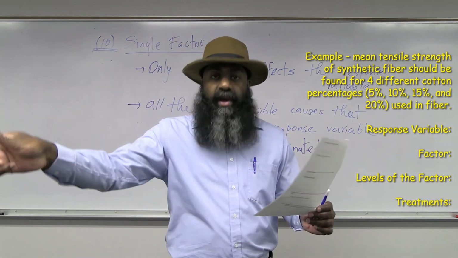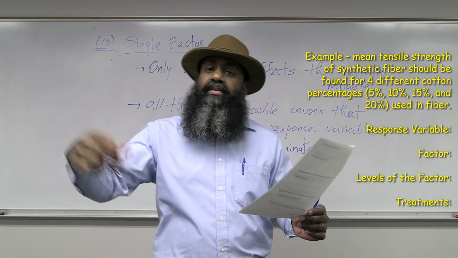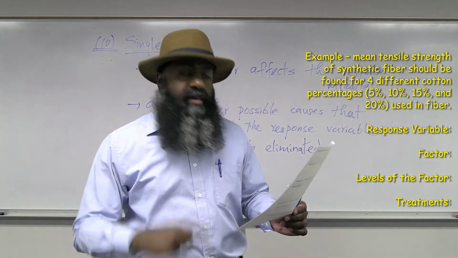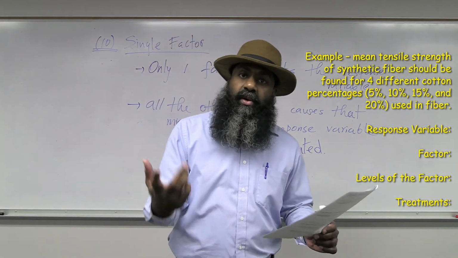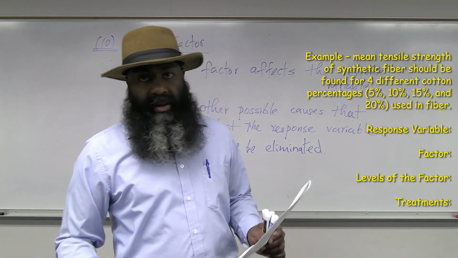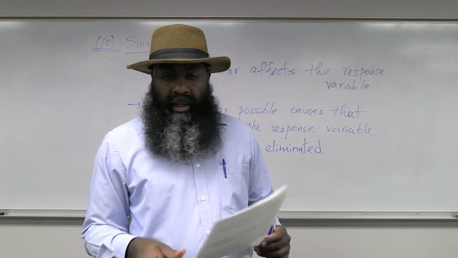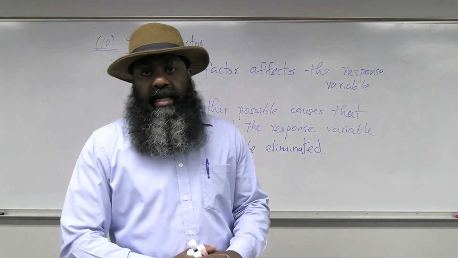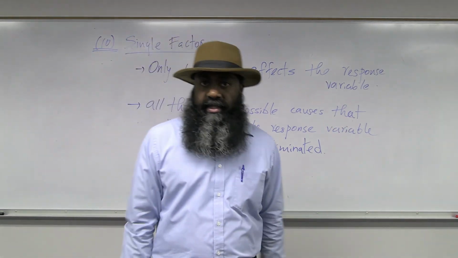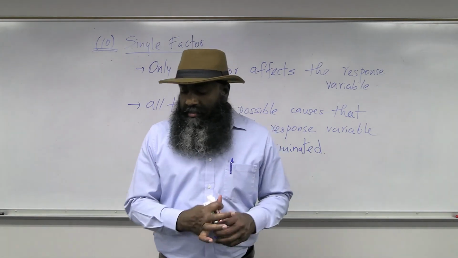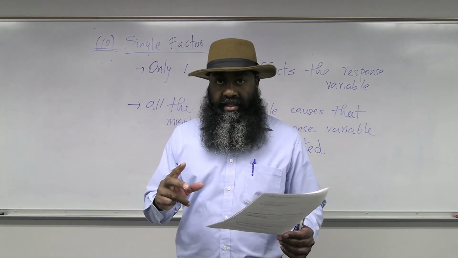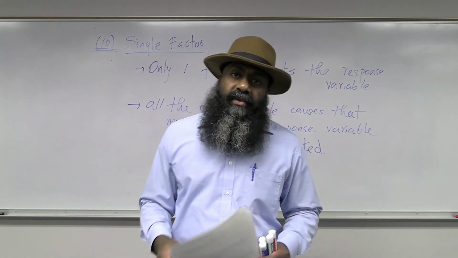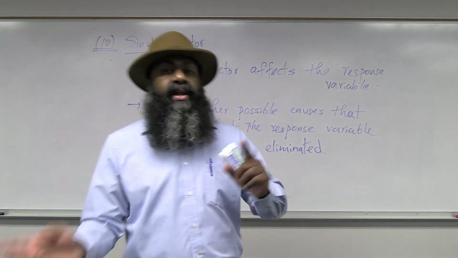Cotton percentage equals 5% is one treatment. Cotton percentage equals 10% is another treatment. Cotton percentage equals 15% is another treatment. And the fourth treatment is cotton percentage equals 20%. Well, that kind of experiment we will analyze. But some students may have a slight confusion between the levels of the factor and treatments. It will become clear if you also look at a 2-factor experiment.